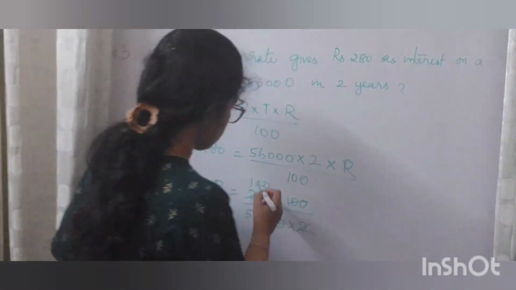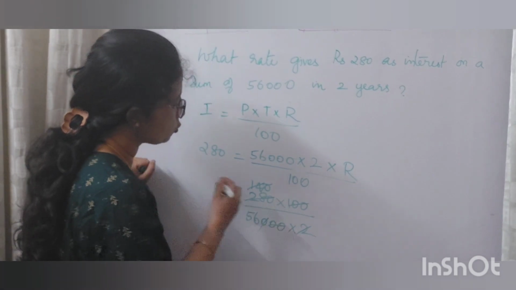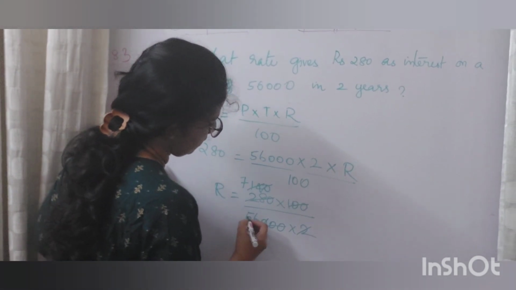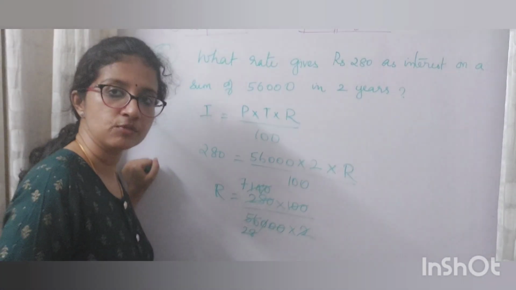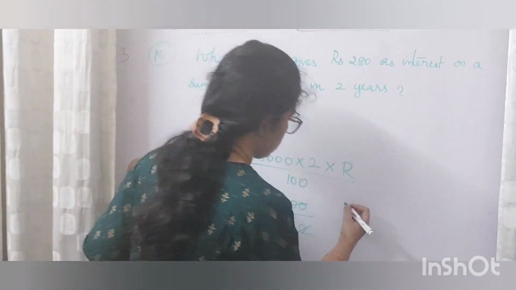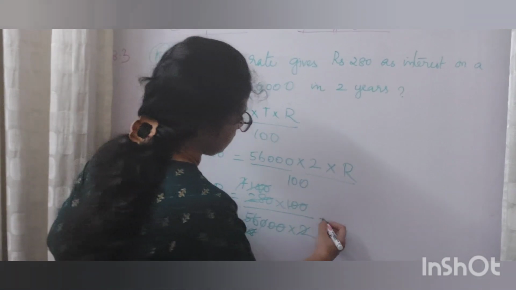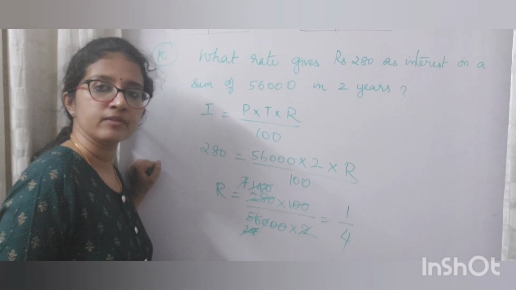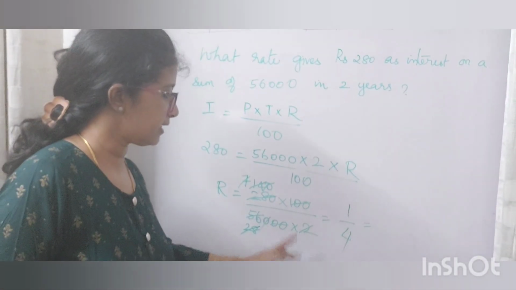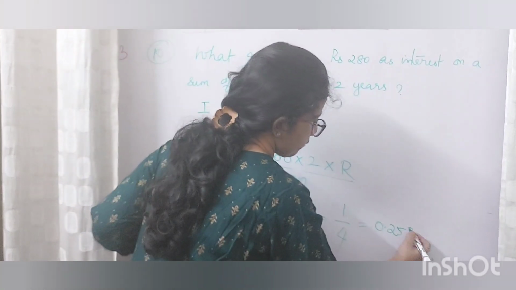So how much is that? See, again you have to cancel 0, 0. And if you cancel it with 2, 7 2s are 14 and 2 2s are 4, 8. 7 by 28. Okay. So again if you cancel this 7 and 28, you will get it as 1 by 4 because 7 into 4 is 28, right? So the answer we are getting is 1 by 4. 1 by 4 is equal to 0.25. Okay. So rate R is equal to 0.25 percentage.